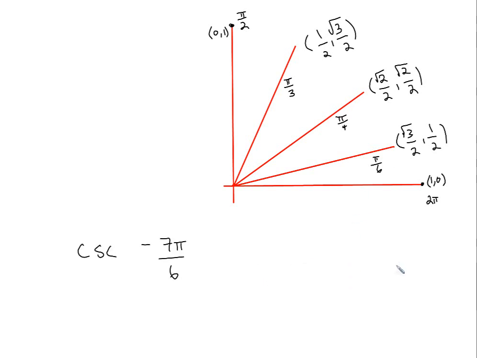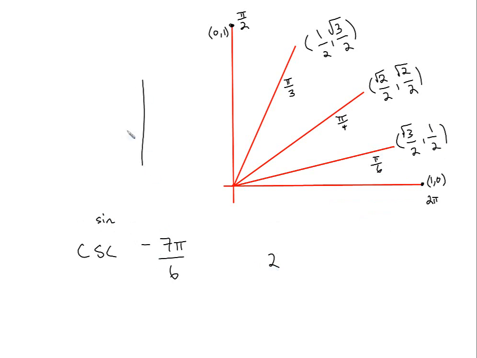Alright, so next thing, let's take a look at cosecant negative 7 pi over 6. Well, dividing by 6, we know we're going to be using the x and y values from pi over 6. And cosecant is reciprocal with sine. So the y value is 1/2, so we're going to do the reciprocal of that. That's going to be 2.